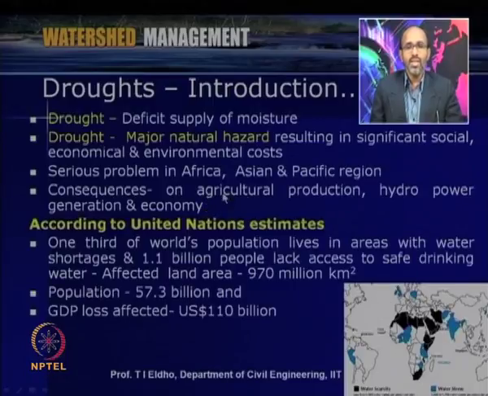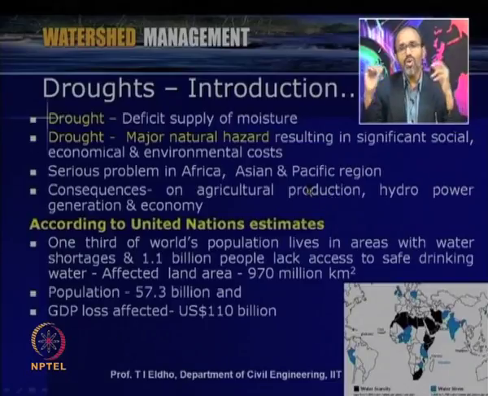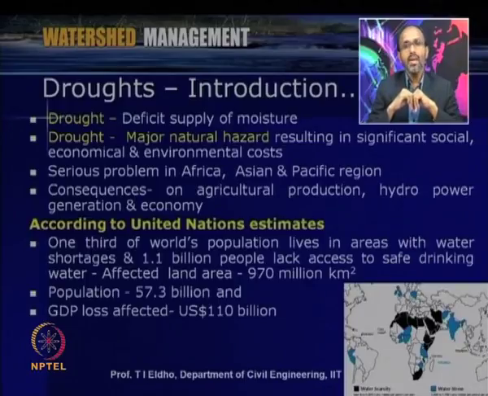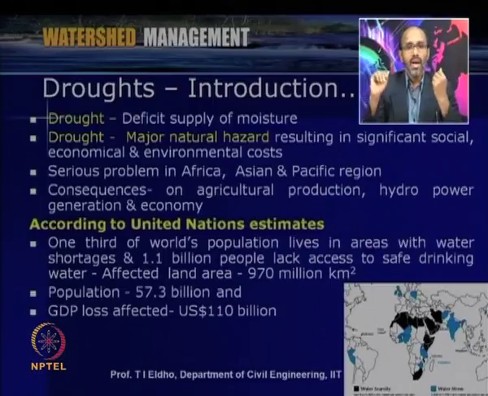So, the consequences, as I mentioned, include long term consequences like agricultural production being affected. Then there are countries that mainly depend upon hydropower production. When water is not available due to droughts, hydropower generation will be affected, and then the total economy will be affected. So, the consequences are very detrimental in many areas, either on a watershed basis, river basin basis, state basis, or even country wise.